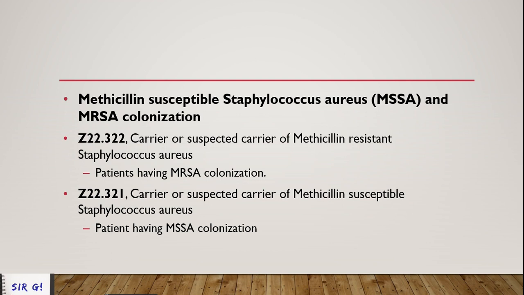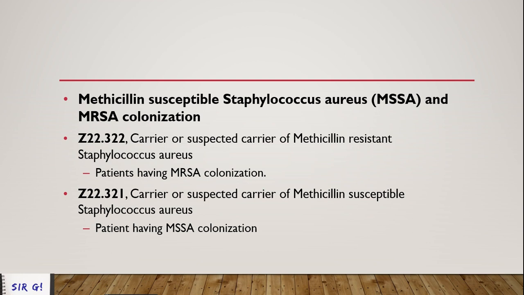You have your Z22.322, carrier or suspected carrier of methicillin-resistant Staphylococcus aureus, and Z22.321 if you're a suspected carrier of methicillin-susceptible Staphylococcus aureus. Patient having MSSA colonization: the bacteria is present in your body, but it doesn't cause any illness or any signs and symptoms.